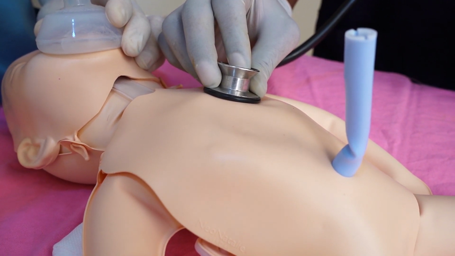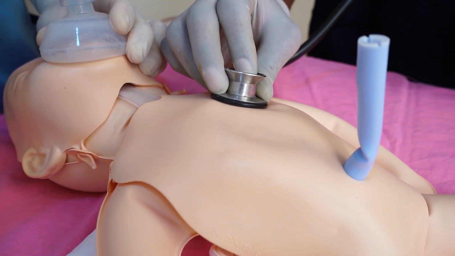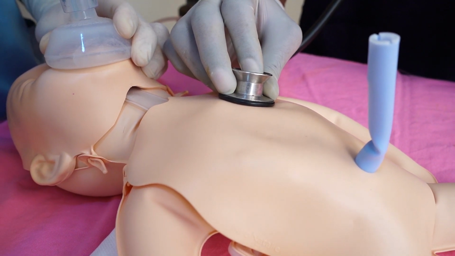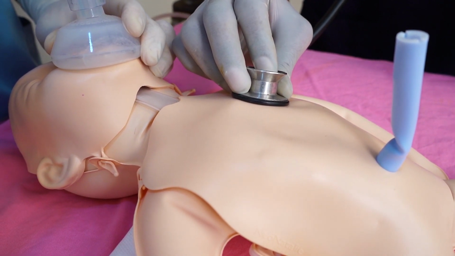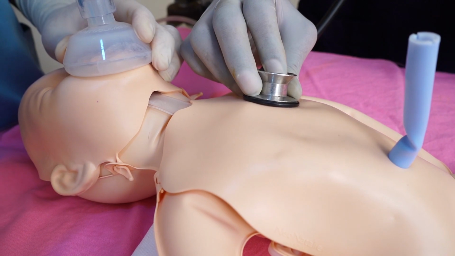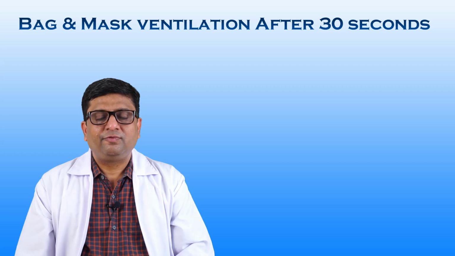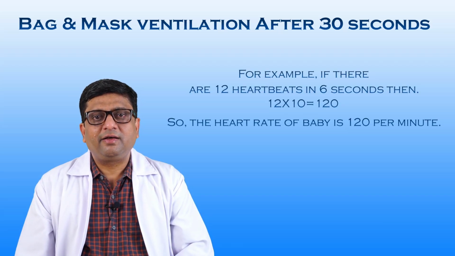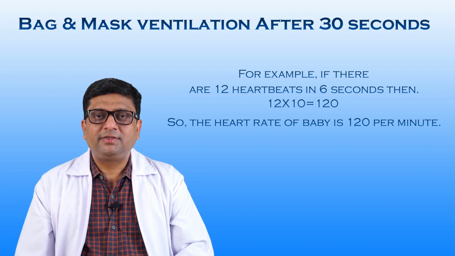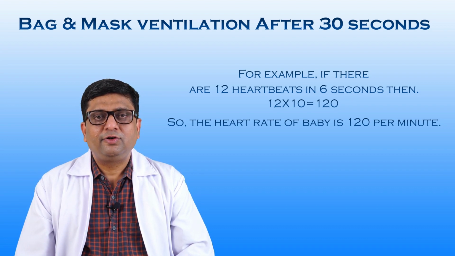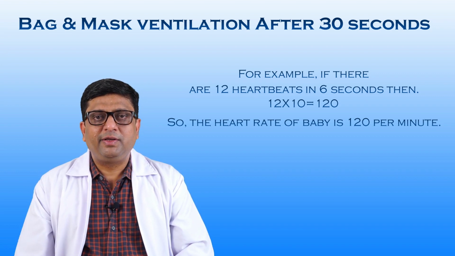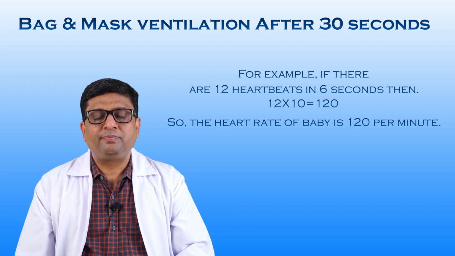Now, count the heartbeats in 6 seconds and multiply it by 10. The resulting number is the heart rate of the baby per minute. For example, if there are 12 heartbeats in 6 seconds, then 12 multiplied by 10 is equal to 120. So, the heart rate of the baby is 120 per minute.